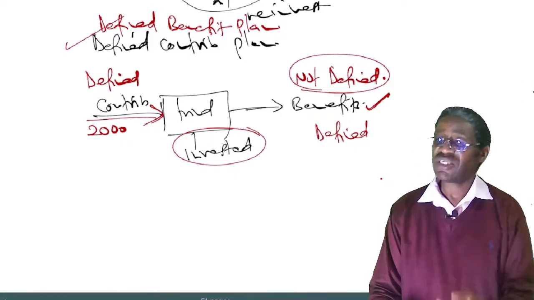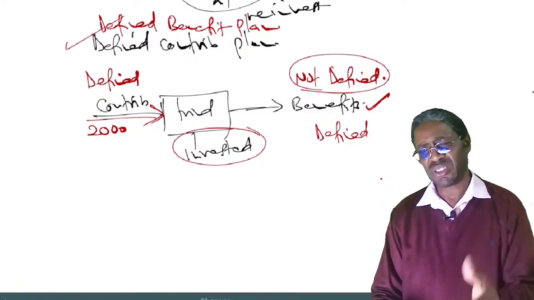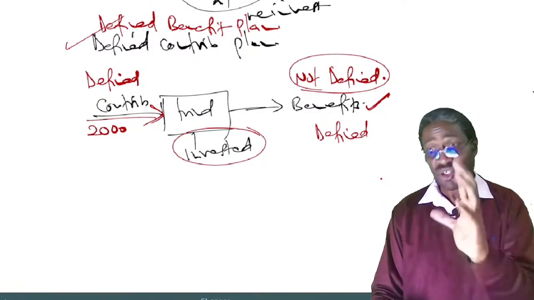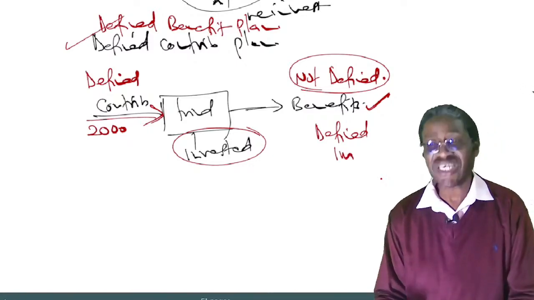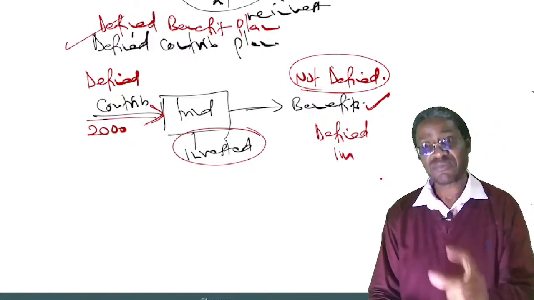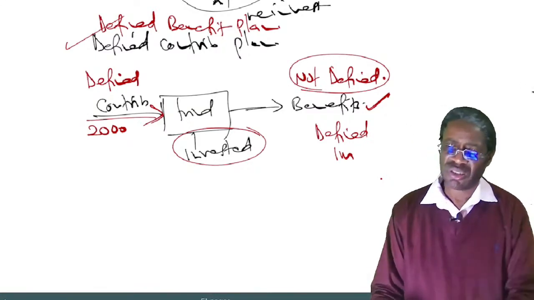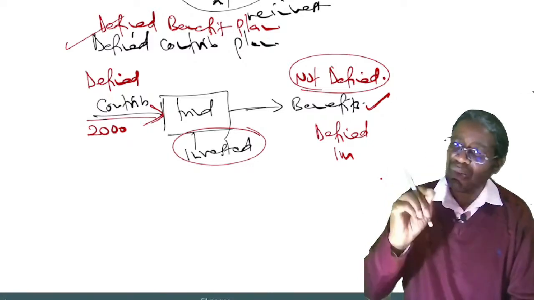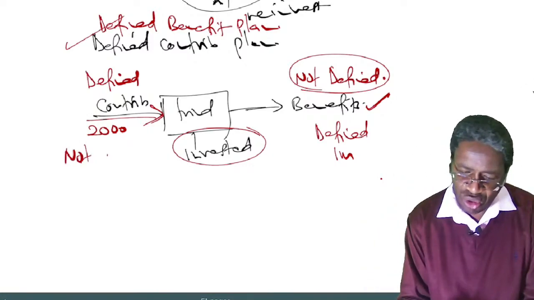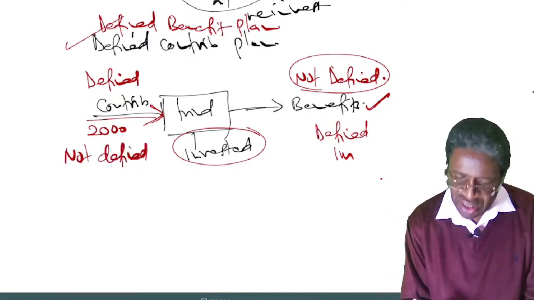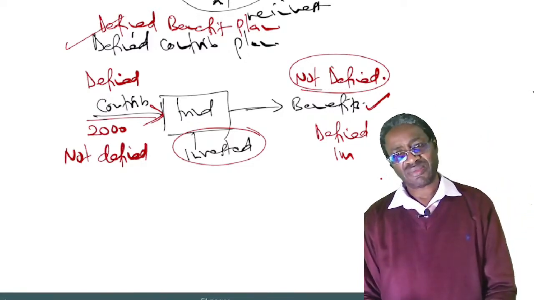Could be, as a company, you want your employees to take home 1 million shillings each at the date of retirement, 10 years, 20 years from now. So that means the benefit is defined. And then we see the contributions in a defined benefit plan. The contributions, we said, are not defined.